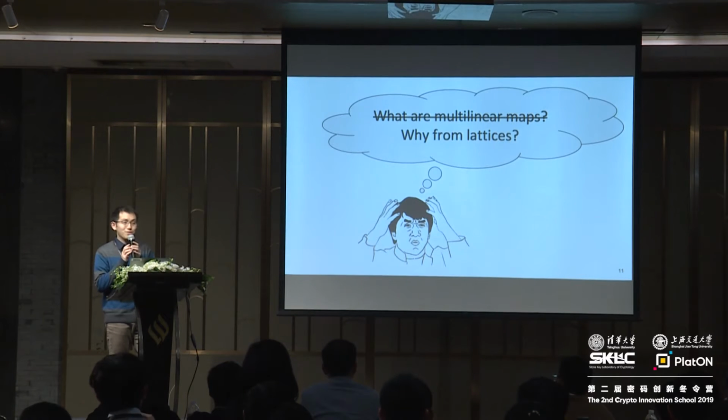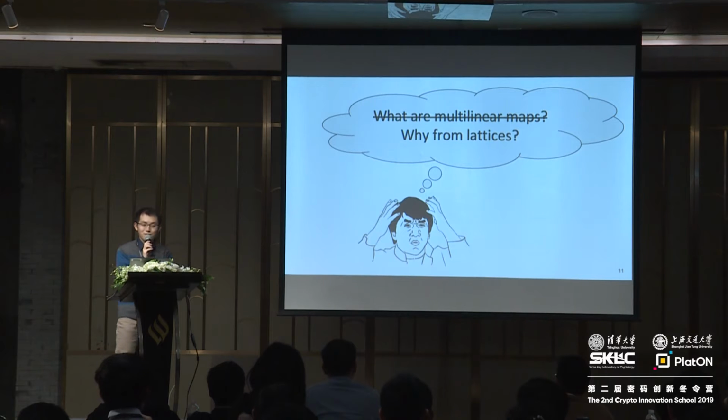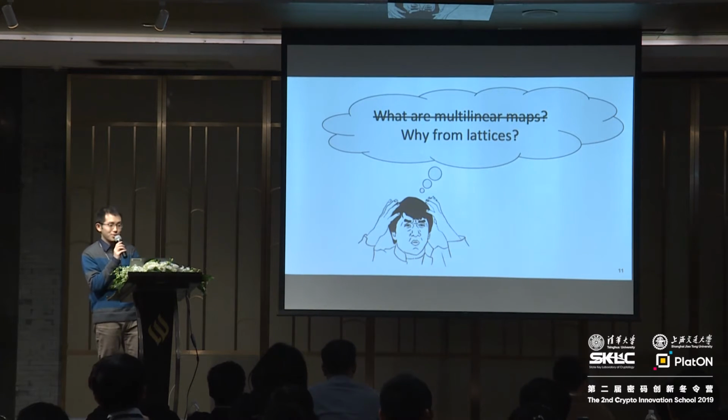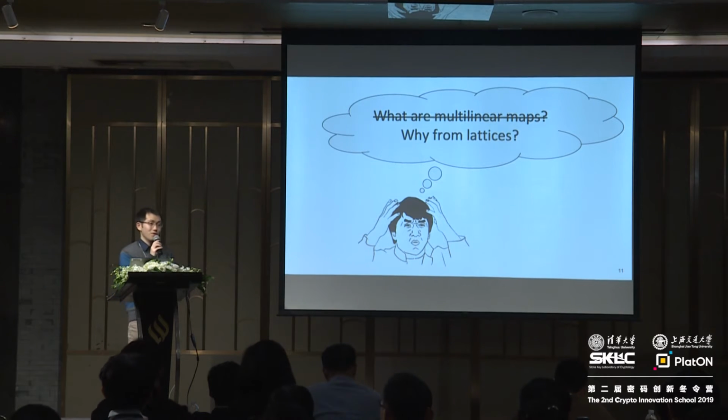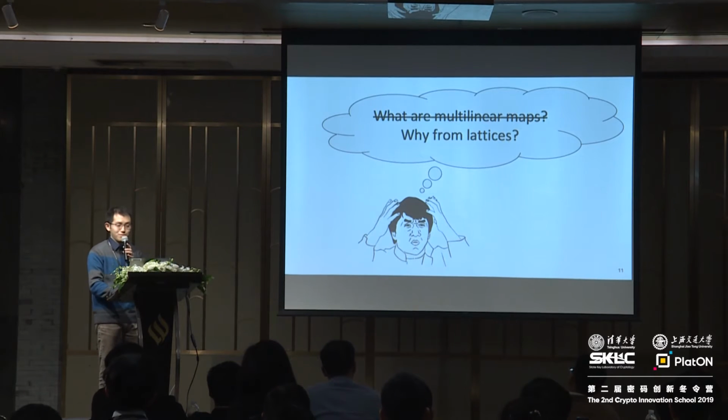Okay, but today we are in the lattice workshop. And we're going to talk about some existing multilinear map candidates from lattices. So let's see why from lattices. It turns out it's not following the original proposal of Boneh and Silverberg. Let's see what had happened.